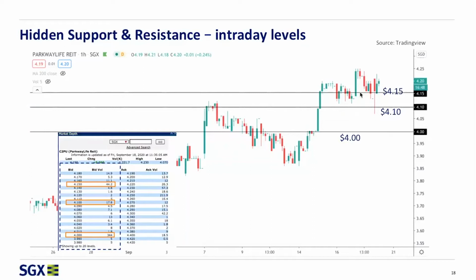When I have 415, it happens to be at the 415 here. That happens to be one of the recent lows that we are seeing here. In fact, if you look at the performance of Parkway Life REIT this week, Monday, Tuesday, Wednesday, 415 happens to be the lowest price of this week's trading. So people are identifying all these key levels and using them for their decisions.